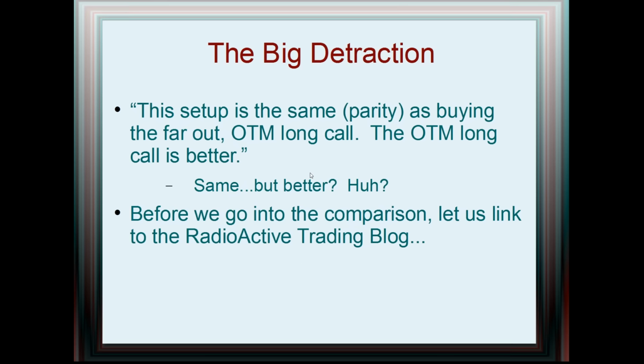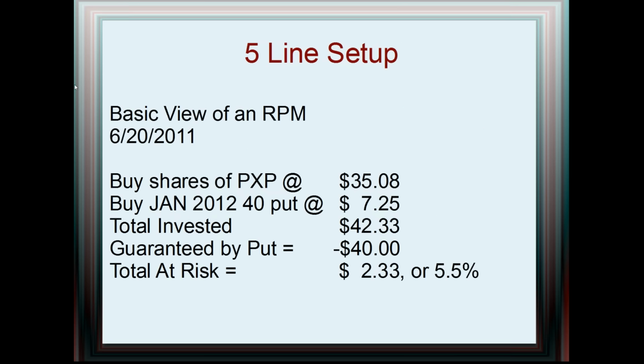All right, well, the people who are saying that, they're saying it's better because you're using less capital, once again buying into the lie of leverage and speculation with leverage. And we're not going to worry about the blog right now, but let's review our setup again. Buying stock of PXP at 35.08. Buying the 40 put for insurance at 7.25. Total invested is 42.33. Guaranteed exit if the stock collapses at $40.